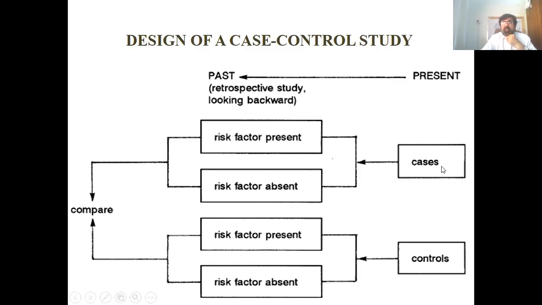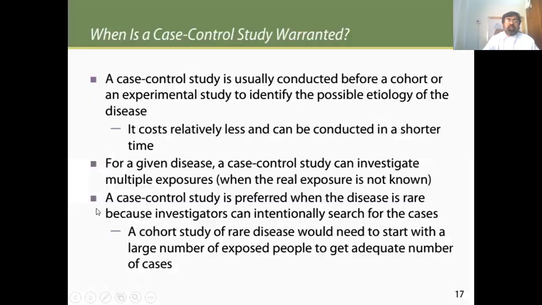How would you make an inquiry? First, the cases and the controls: cases with the disease, controls without the disease. And then you have to ask them about the risk factor. The risk factor may be present in the cases, may not be present in the cases, and may be present in the controls, may not be present in the controls, and then you have to compare. You compare both the cases and the controls through the odds ratio.